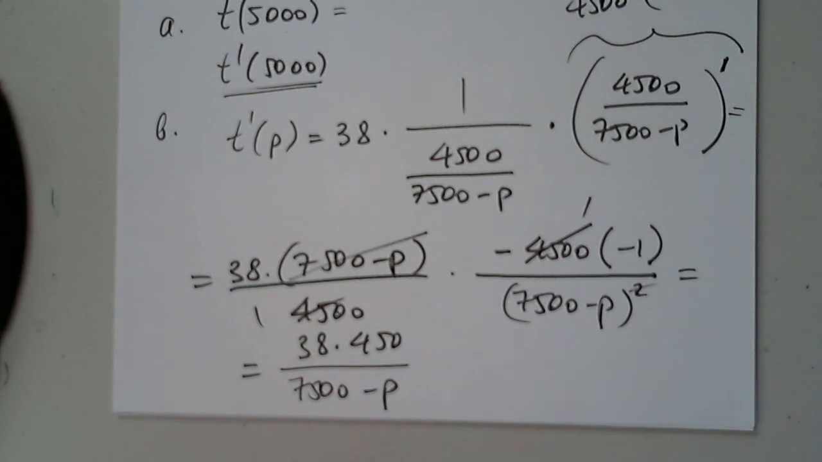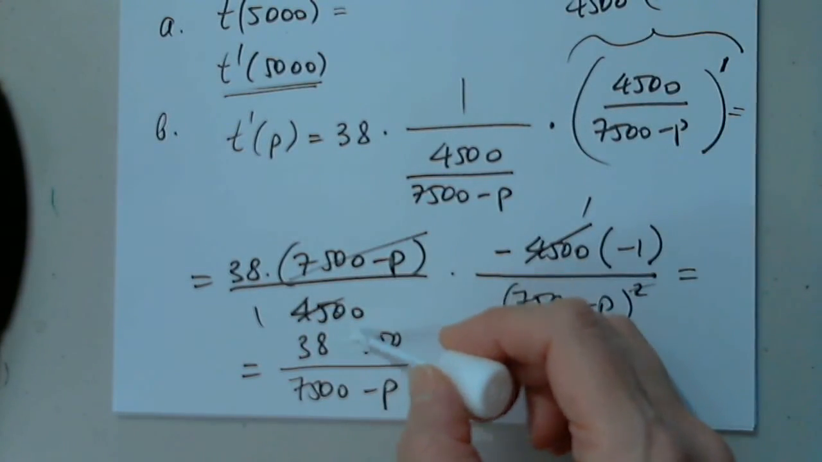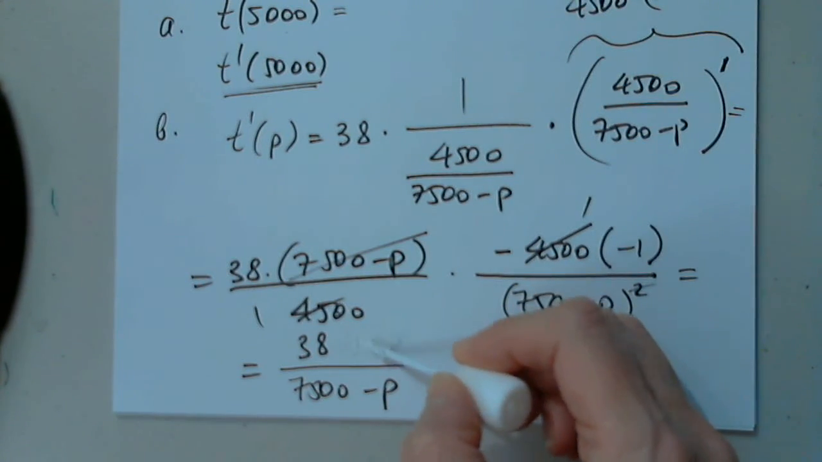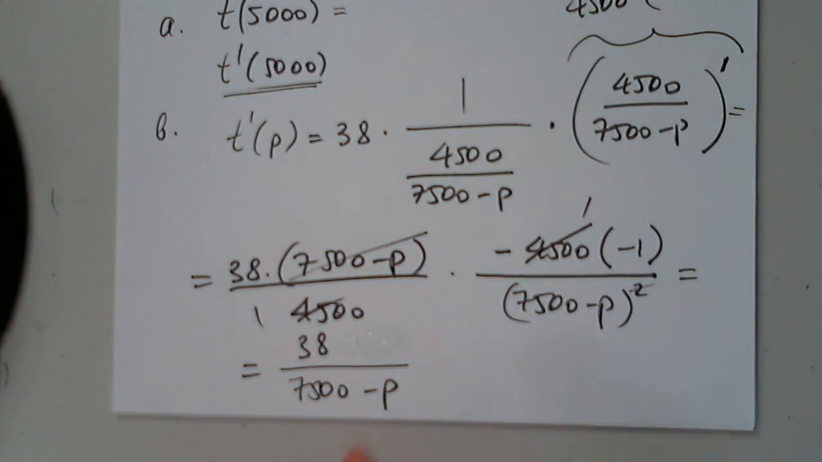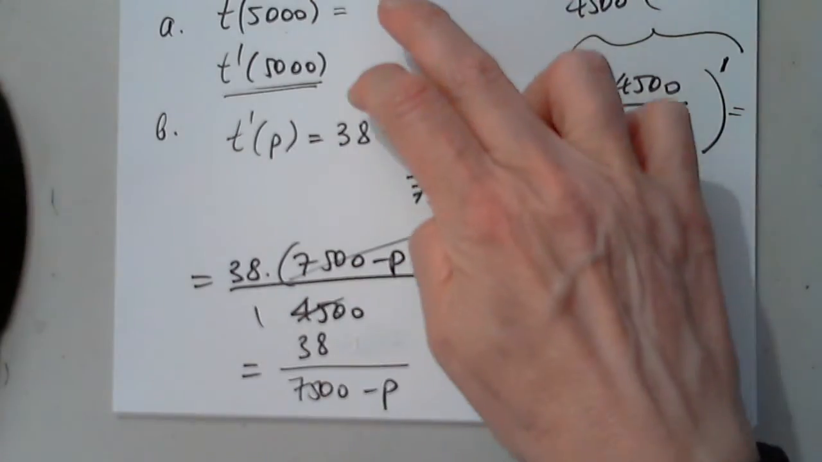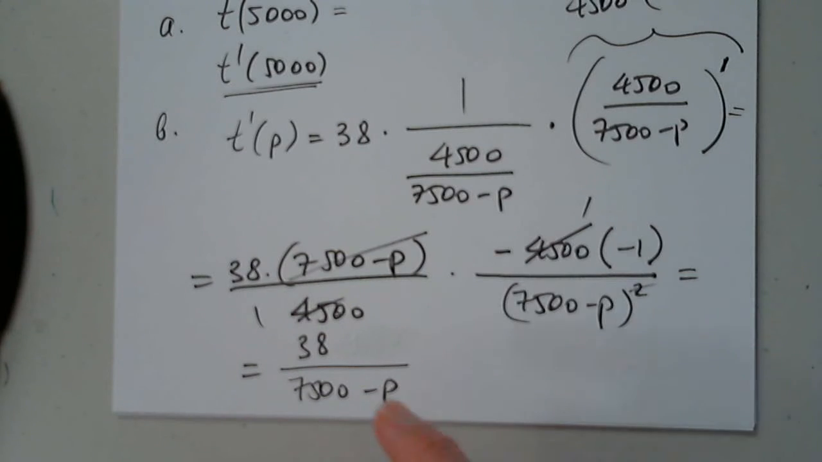And all I have to do is just plug it in. So what I did, one of these went away. 4,500 went away with this. -1 with -1 is 1. 38 over the denominator. I will put these functions in and plug in 5,000. And find the time in months.